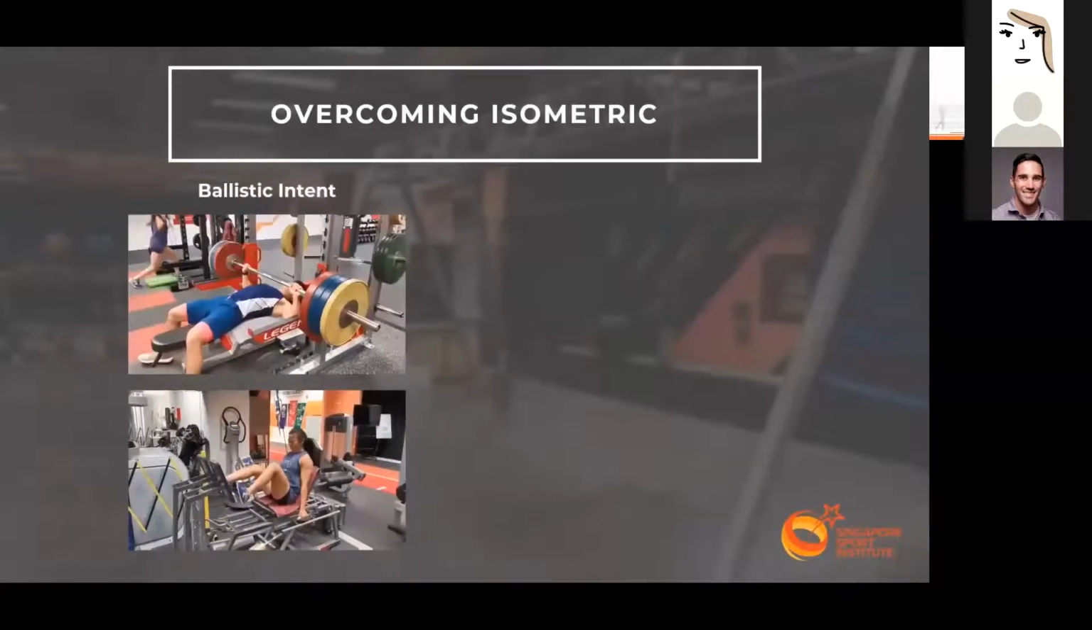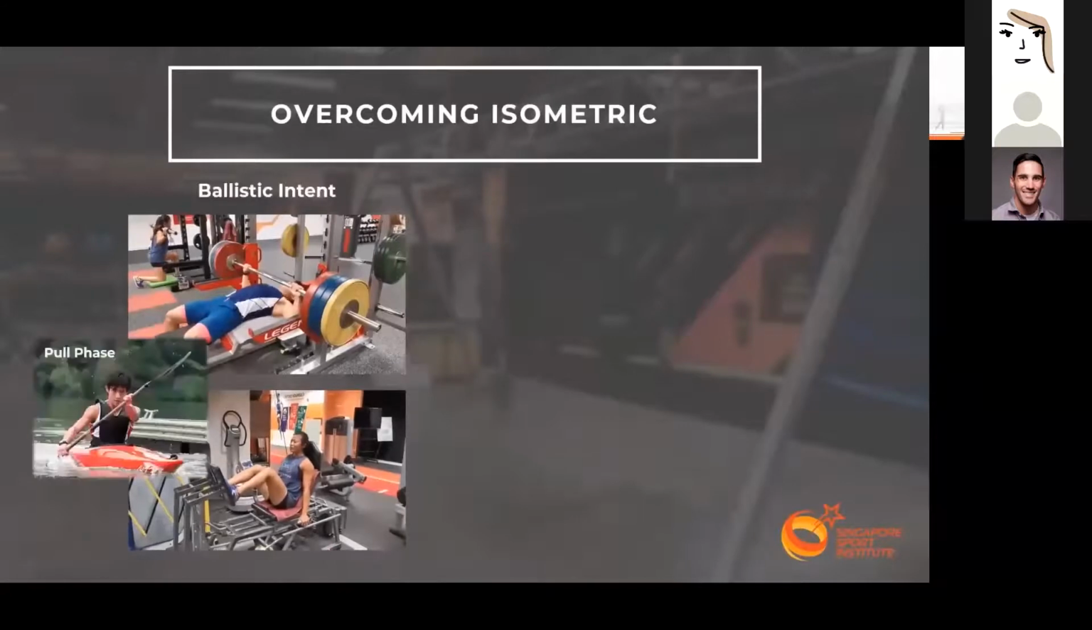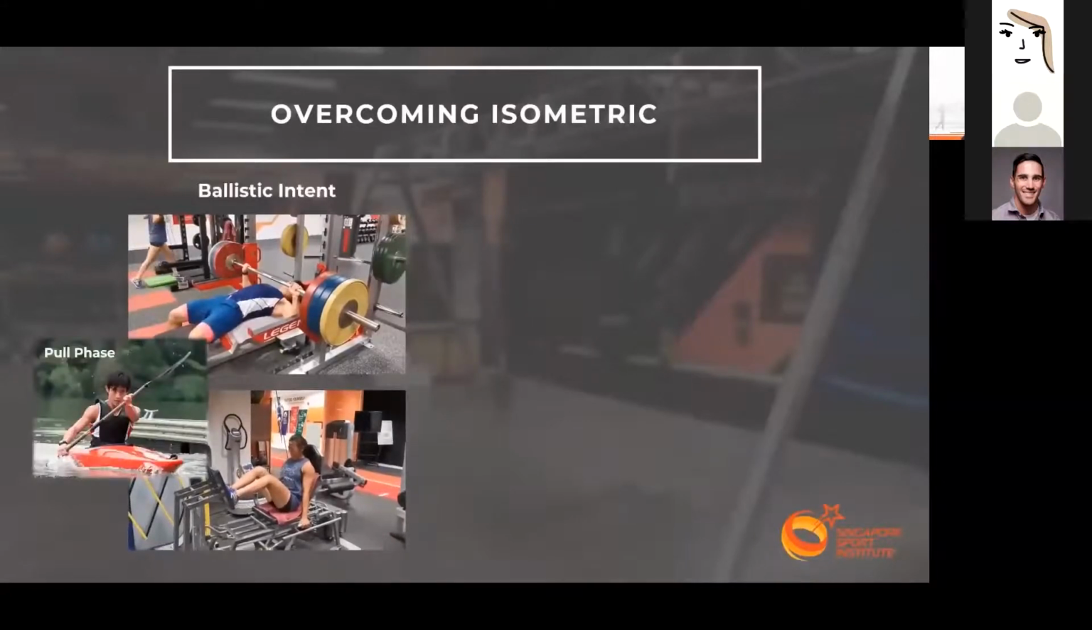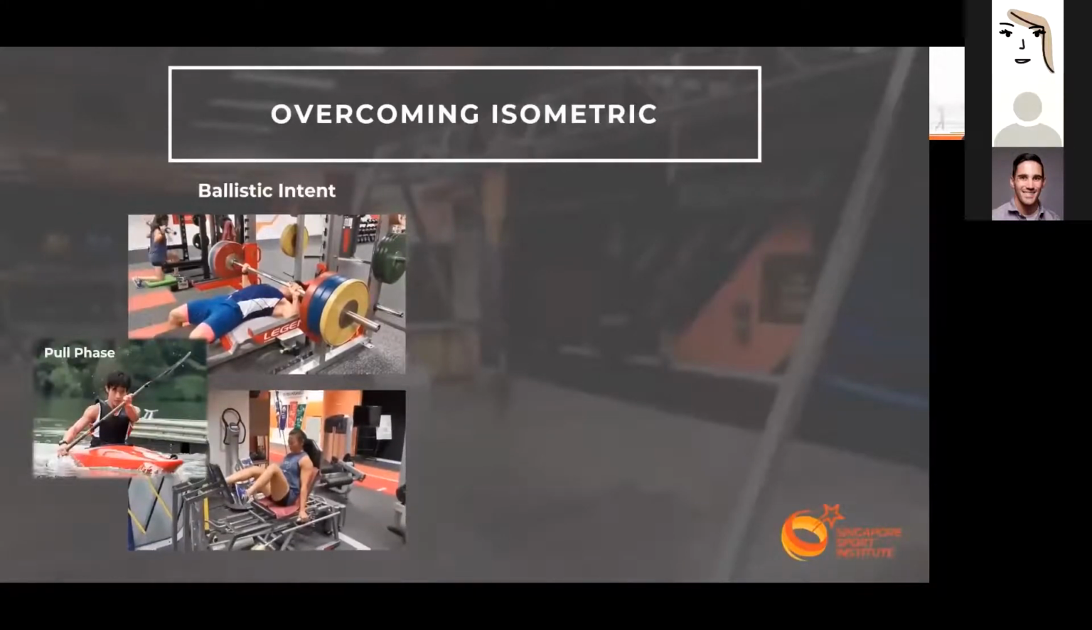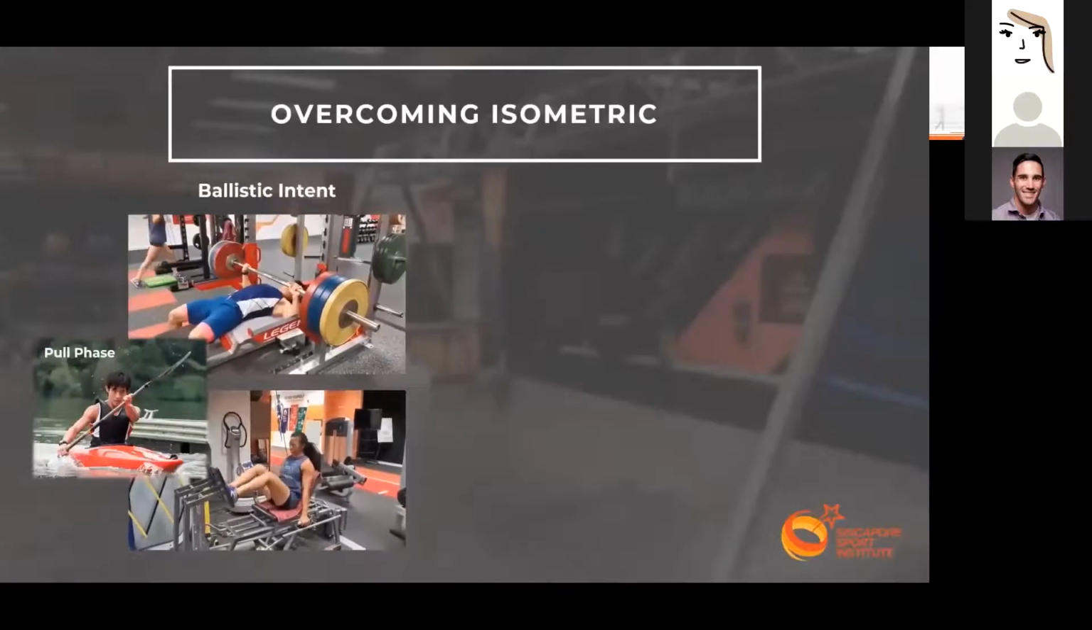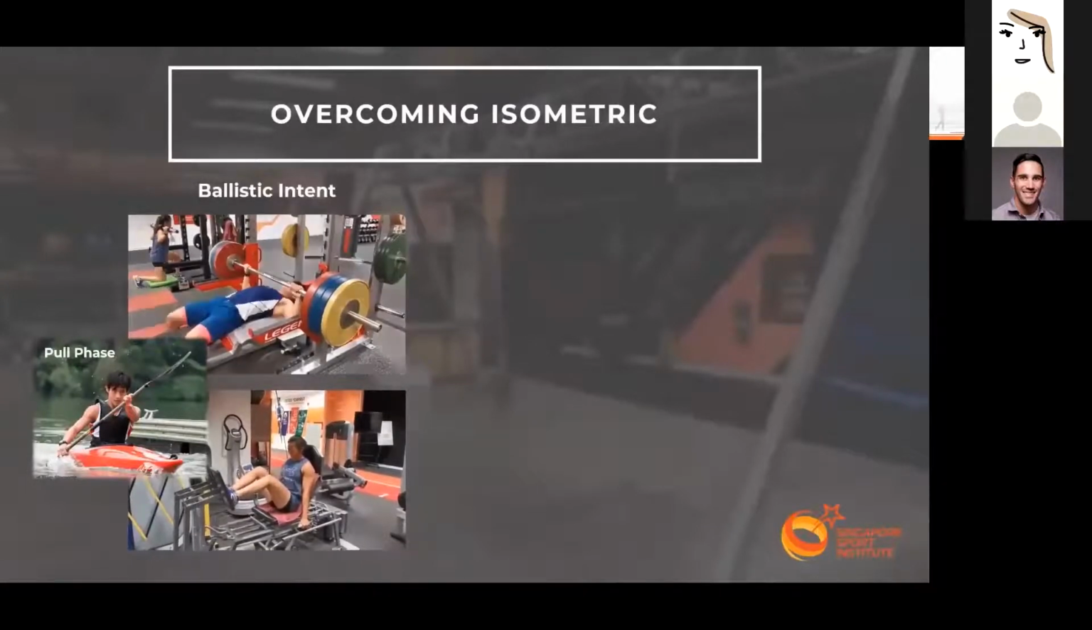Here, we have our kayakers executing isometric exercises at joint angles similar to the initiation of a pull phase of a kayak stroke. Each repetition is explosively performed and held for 3 seconds at maximal effort. So essentially here, we are working on the force production capacity as well as developing neuromuscular adaptation to produce force rapidly.